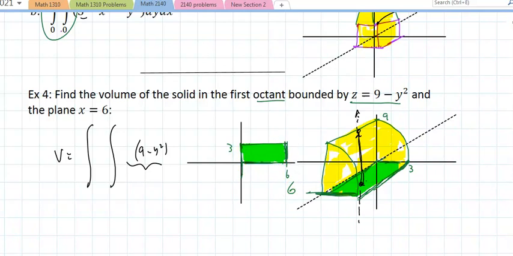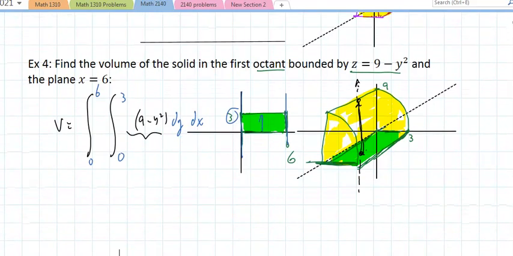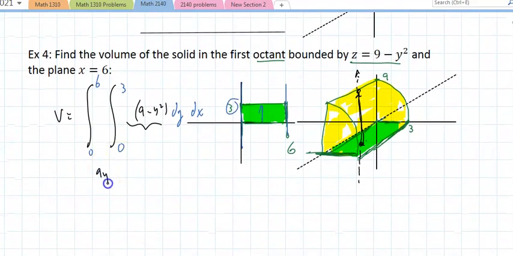And how do you do that? Well, that's simple. You could say, let's run this way. I could say, let x run from 0 to 6. And that means y is going to run from 0 to 3. And you could integrate that and figure out the volume. That's really how it works. That is 9y minus y cubed evaluated from 0 to 3. That is 27 minus 27.